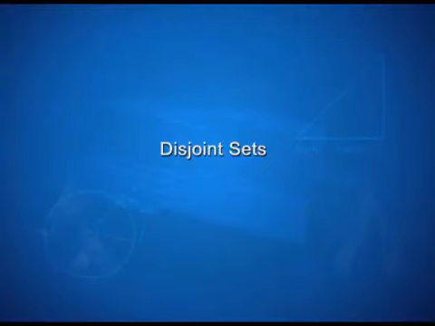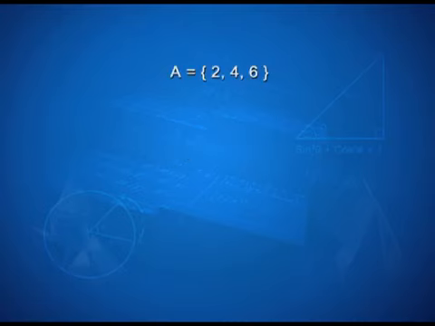Another important property of intersection of sets is for disjoint sets. But what are disjoint sets? Consider an example. Let set A be the set of elements consisting 2, 4 and 6, and set B contain the elements 1, 3 and 5.